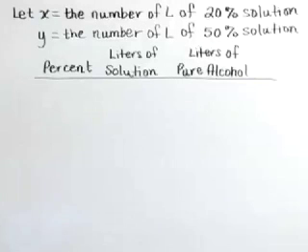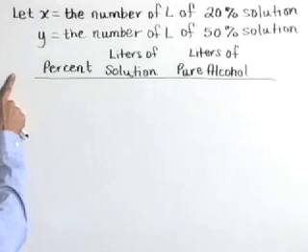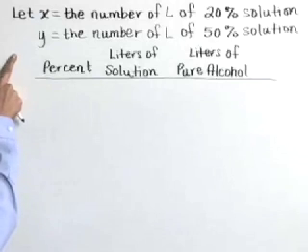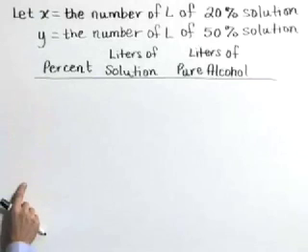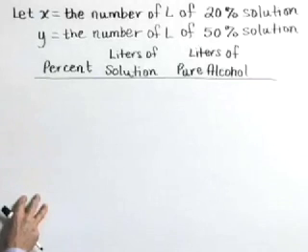We've completed step 1. We've read the problem carefully. In step 2, we'll define our variables. Let x represent the number of liters of 20% solution, and let y equal the number of liters of 50% solution.